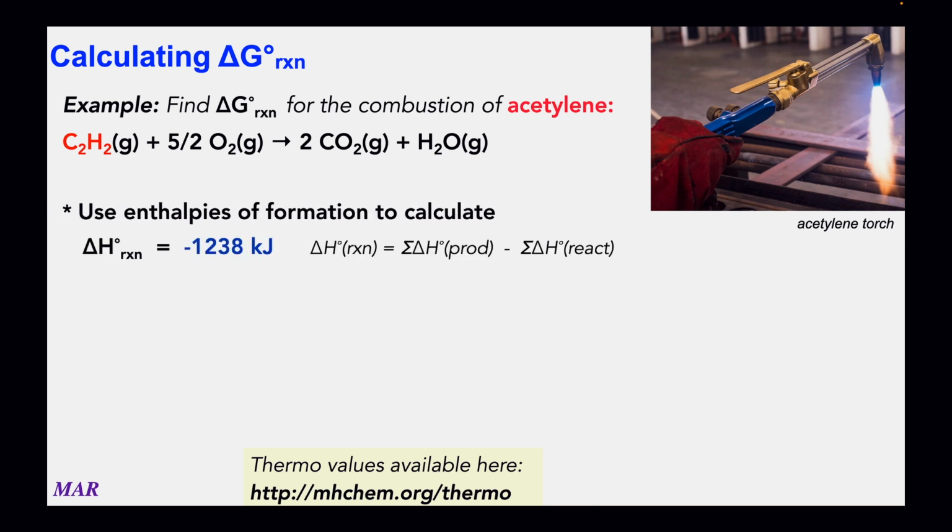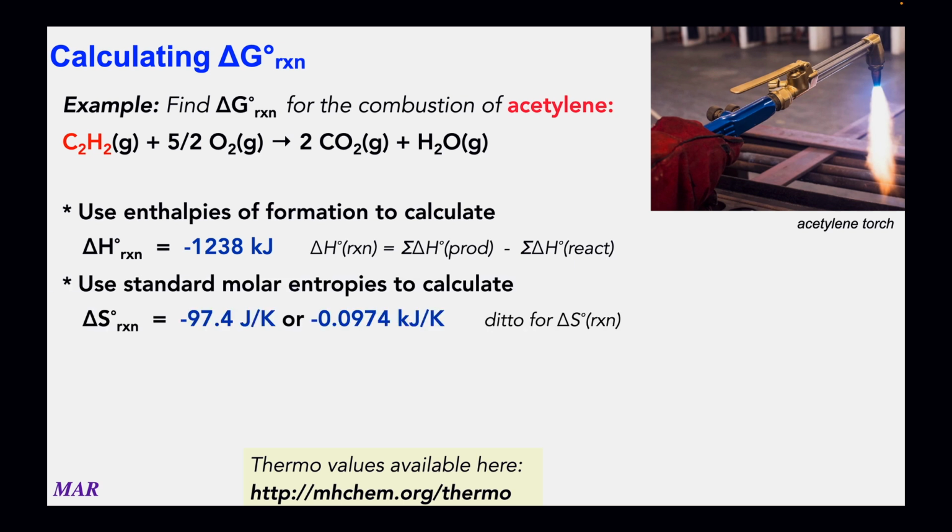If you calculate the enthalpy of formation for this acetylene reaction, it'll be delta H of products minus delta H of reactants, so 2 CO2s and a water minus C2H2 and 5/2 O2. It comes out to be very exothermic, minus 1,238 kilojoules per mole. And again, negative numbers for enthalpy imply that enthalpy wants this reaction to go. This is an enthalpy-driven reaction.